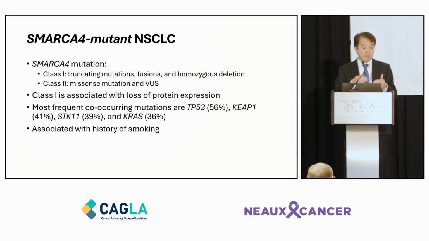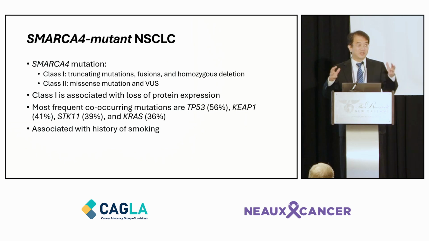And class 2 is more mild, like a missense mutation of unknown significance. Class 1 is strongly associated with the phenotype of loss of protein expression. We didn't do SMARCA4 immunohistochemistry; we didn't have the chance to do that. And very interestingly, the most frequently co-occurring mutations are TP53 and KEAP1, which we have in our report, okay? And it is strongly associated with a history of smoking. Basically, this paper just tells us what our patient is.